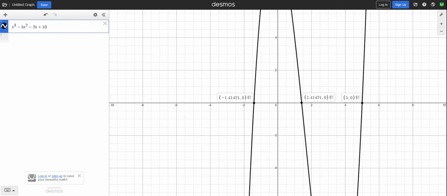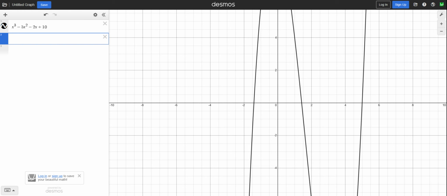Now, 3 places. This one here, and here, and here. 5 is the only whole number. Now we've got this ugly one and this ugly one. So we had the square root of 5 and the negative square root of 5. We also had the square root of 2 and the negative square root of 2.